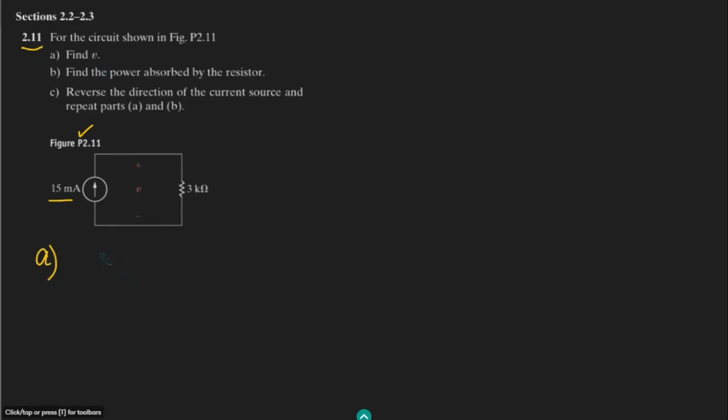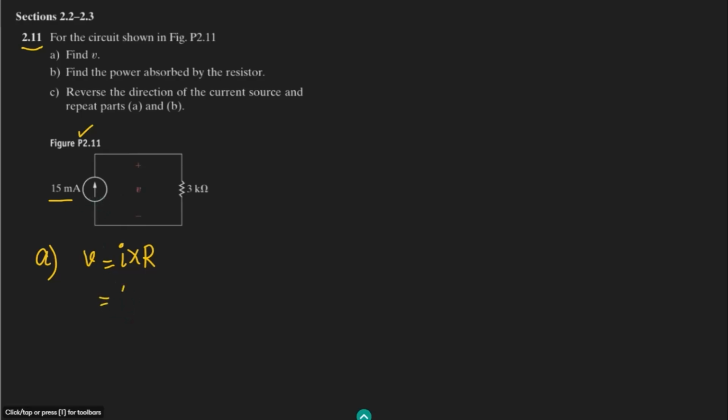So this is part A, and to find out V, we know Ohm's law. According to it, V is equal to I into R. So here, in order to find V, we need to find out the value of I and R. The value of R, which is the only resistor here, so all the voltage will be consumed across it. The value of R is known, and the value of I is given by this current source.